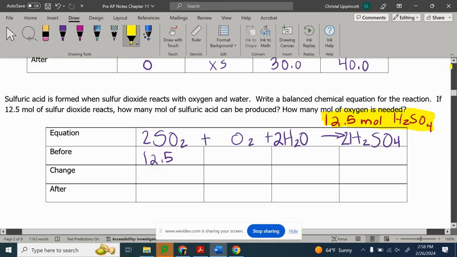All right, how'd you do with that one? Need me to go through it? Is it making sense? You need me to go through it? We started out with 12.5 here. Excess, excess, nothing.